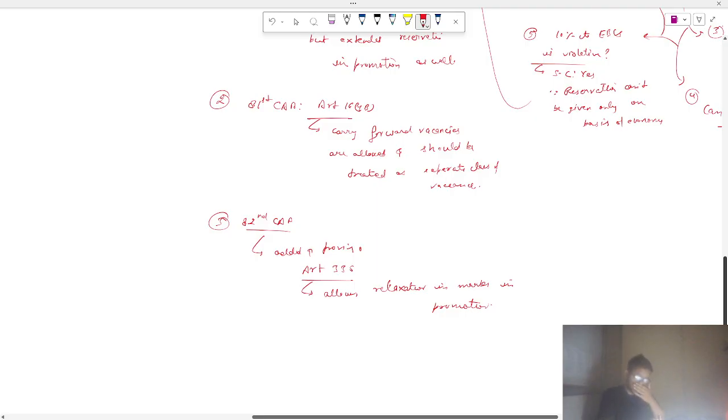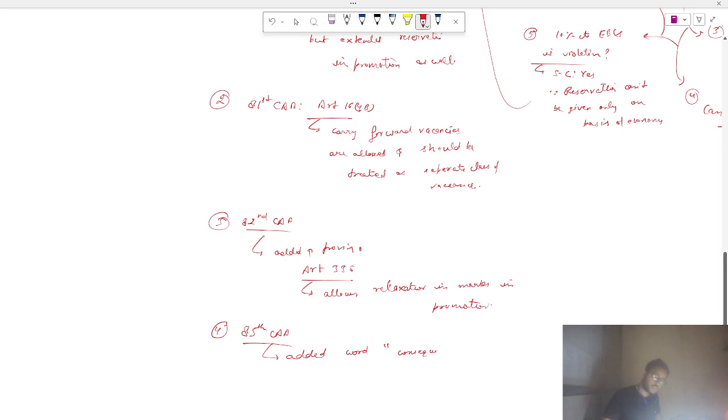Now they've also passed the 85th Constitutional Amendment Act, and according to this, Parliament added the words consequential seniority to Article 16(4A). So basically, what do we mean by consequential seniority?